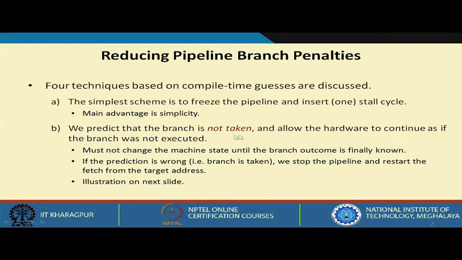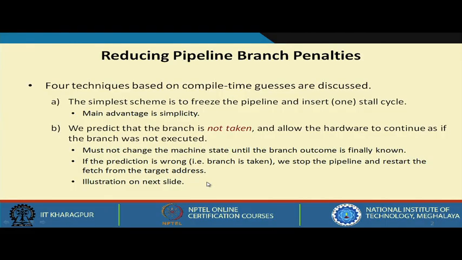Now, the other approaches are based on some kind of prediction. Second approach says we predict that the branch is not taken, and we allow the hardware to continue as if the branch is not executed at all. That means the next instruction is fetched, it is executed, and we continue as if nothing has happened until the branch outcome is actually known to us. When the branch outcome is known, we can know whether our prediction was right or wrong. If our prediction was right, we do not do anything. The next instruction which was already in the pipe, already executing, continues and executes. We do not incur any stall cycle for that, but only if we find that our decision was wrong, that it was actually a taken branch while we assumed not taken, then we will have to stop that, insert a stall and fetch the new instruction from the target.